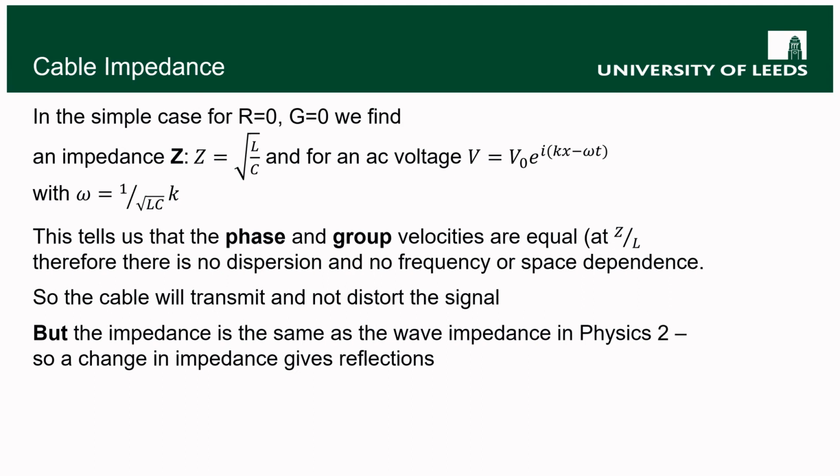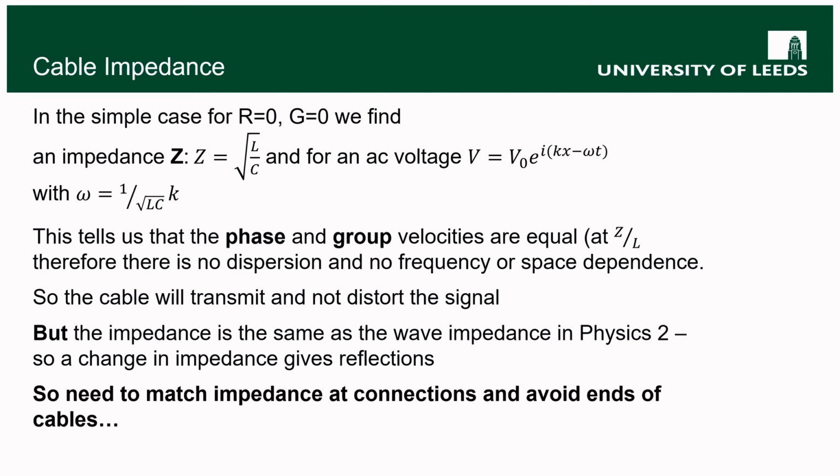Now, coming back to how things work with waves, if you remember about wave impedance, if you change wave impedance, then you get reflections. And the same is true with cables. If you have a mismatch of impedance, then you get a reflection. And this can happen, for example, at connections and also at the ends of cables.